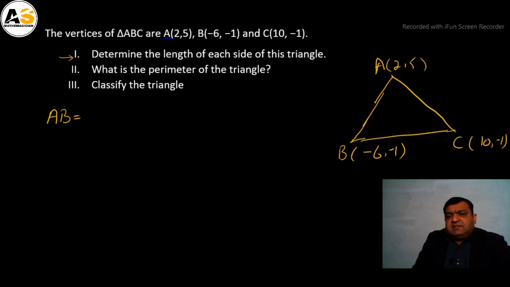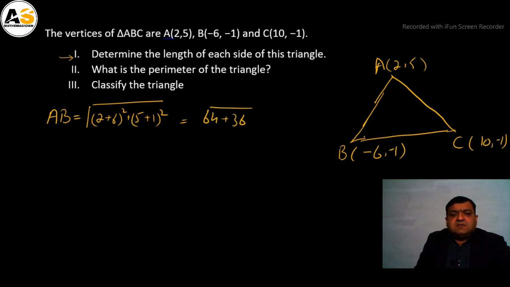When we find the length, this is x1, this is y1, this is x2, this is y2. Let me put the values in the formula. Square root of (x1 minus x2) square plus (y1 minus y2) square. 64 plus 36, square root. This is square root of 100, which is 10 units.